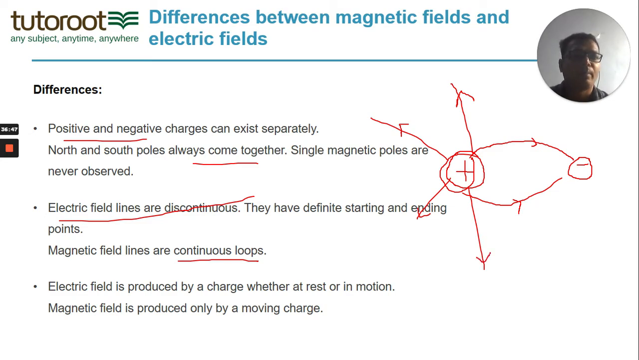But a magnetic field cannot be produced by a stationary charge. It can only be produced by a moving charge, as we saw in the direction of current. When current was moving in a wire, it produced a magnetic field in circular paths. So a stationary electric charge cannot produce a magnetic field, but a moving electric charge or a current can create these magnetic fields.